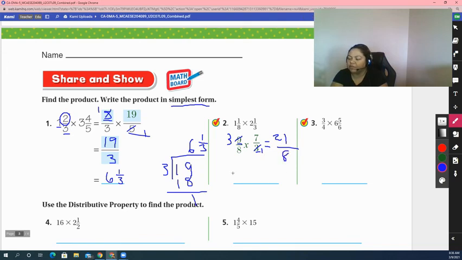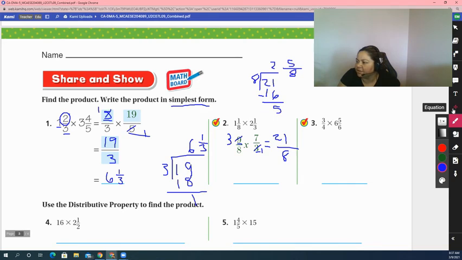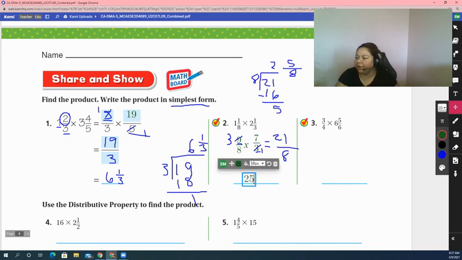So now I just want to write this as a mixed number, 21/8. And I do that by dividing 21 by 8. How many times does the 8 fit into 21? Well, if you count by 8, 16, 24. 24 goes over. So it will go in 2 times because 2 times 8 is 16. And then I subtract. So 21 minus 16 is 5. And so my final answer, which is the remainder, will go over the divisor. So that's 5/8. So the final answer here is 2 and 5/8.